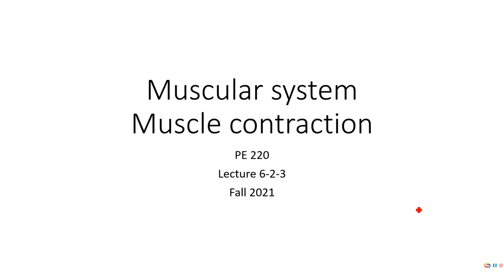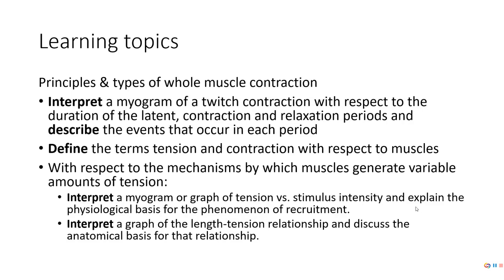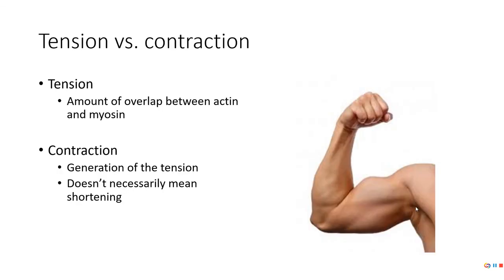So now we're going to talk about types of muscle contraction. We've got a couple of objectives for this one. We're going to differentiate between tension and contraction. Tension is just how much overlap there is between actin and myosin. This has everything to do with the number of cross bridges. More cross bridges, more force, or more tension. And then we've got contraction, and this is just how we generate that tension.